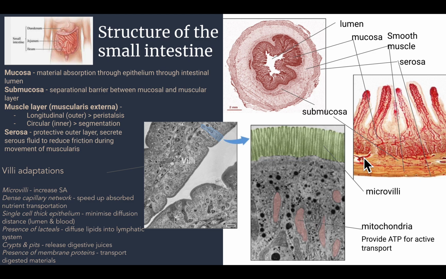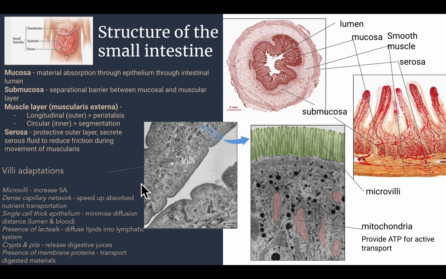The outer part is the longitudinal muscles, which are responsible for peristalsis, and then we have the inner circular muscles, which are responsible for segmentation. And then this really thin outermost layer is known as the serosa, which is a protective outer layer and also secretes serous fluids to reduce friction during the movement of the muscle layer.